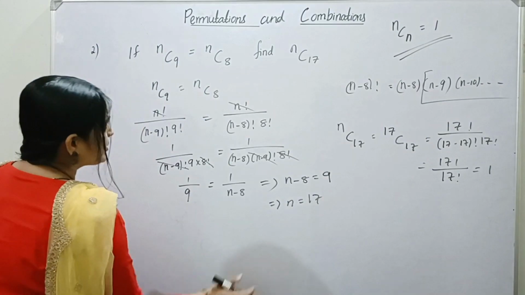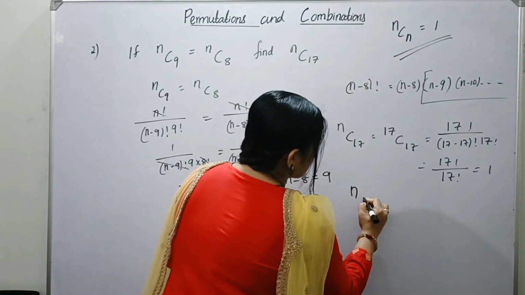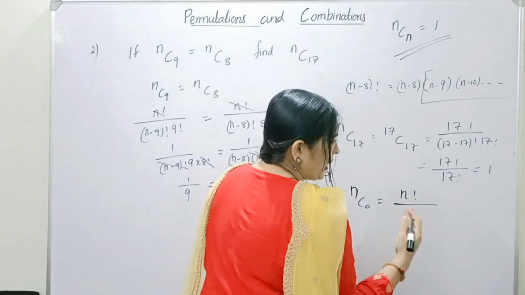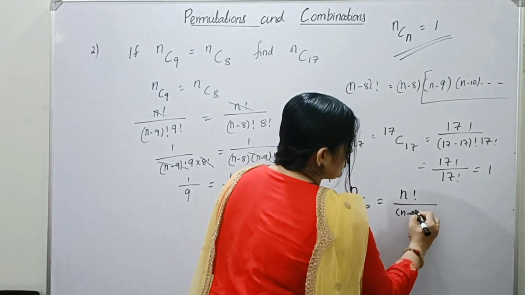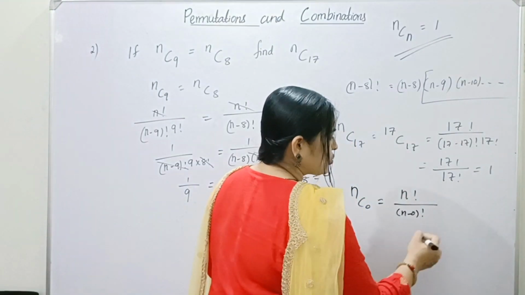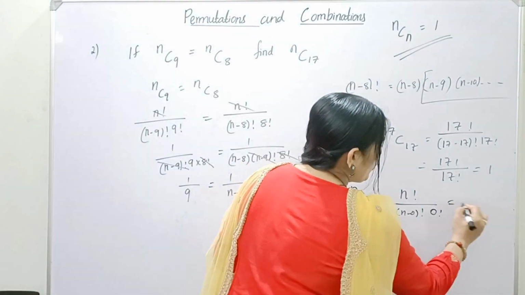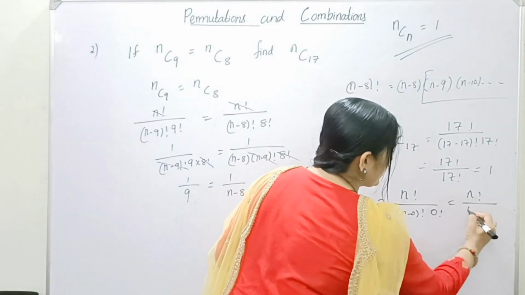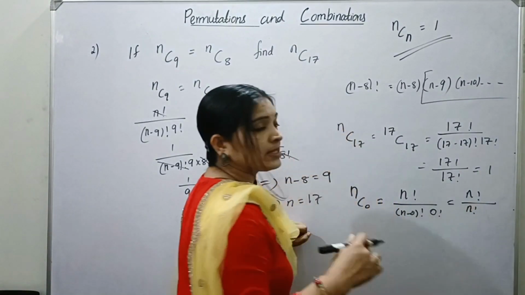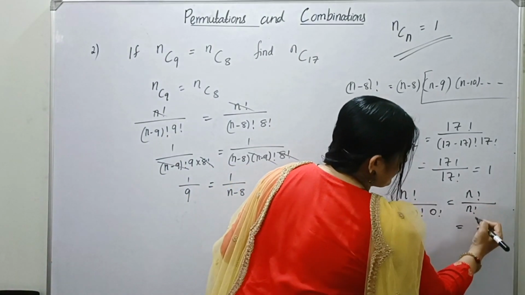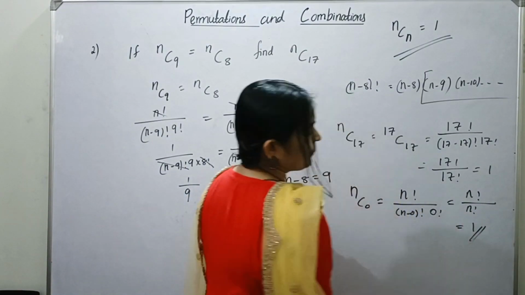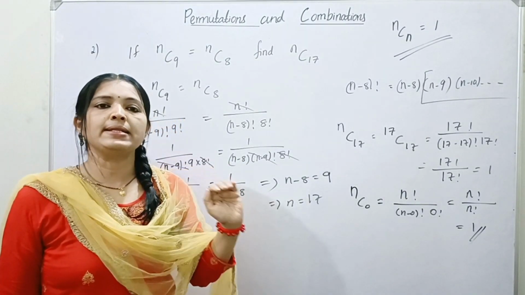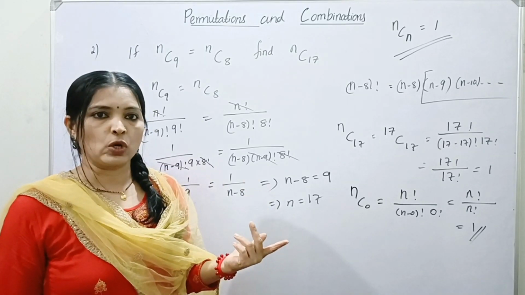I will write nC0. Apply the formula. n factorial divided by n minus r factorial into r factorial, so that is n minus 0 factorial into 0 factorial. Now here n factorial divided by n minus 0 factorial is nothing but n factorial itself. 0 factorial is nothing but 1, so it is n factorial divided by n factorial, which is 1. So remember, nCn equal to 1, nC0 is equal to 1.